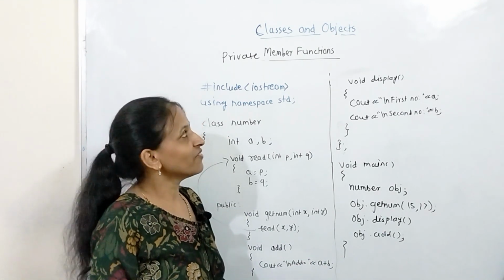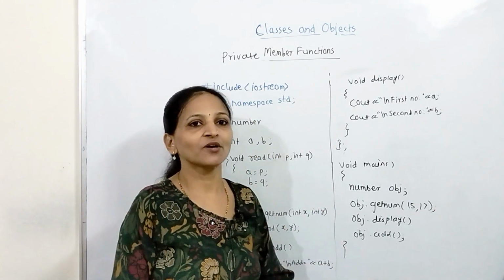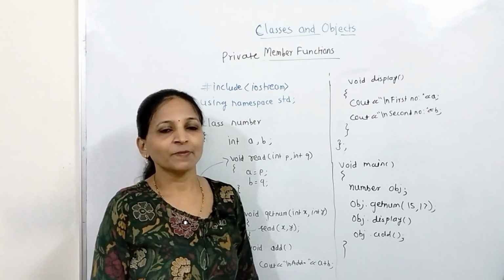That's it about private member function. You can declare an array as a part of the data members of a class. That part I am going to explain in the next session.